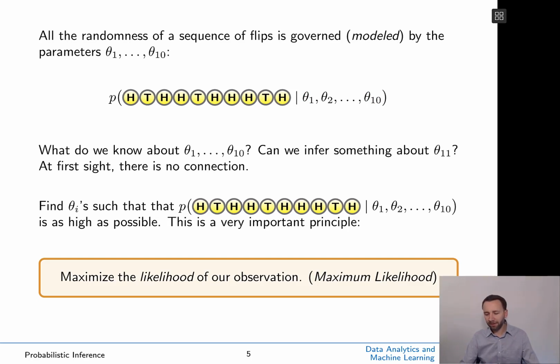Remember, and this might look confusing at the moment, we want to infer later on something about the 11th coin, the next coin flip. At first sight, there might not be any connection between these, and no hint how we can reason from here to here. But in a second, we will see how we can do this based on essentially two assumptions we have to make.